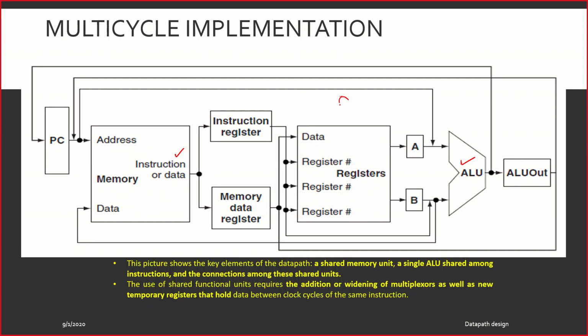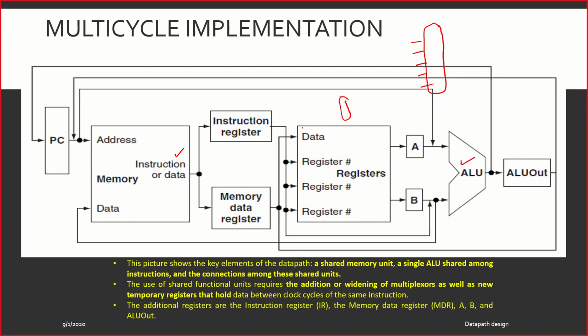So we need to add more multiplexers into the picture, or we may have to widen the multiplexer to allow multiple inputs, more than 2 or 3. It can be a 4-input multiplexer also. So we need to add those changes. And finally, we have 2 registers which are included right now. One is called the instruction register, another one is called the memory data register. Also we have a couple of other registers added. One is A here and another one is B here. I'll let you know why we need them. And ALU out is here, which will hold the result temporarily from the ALU.